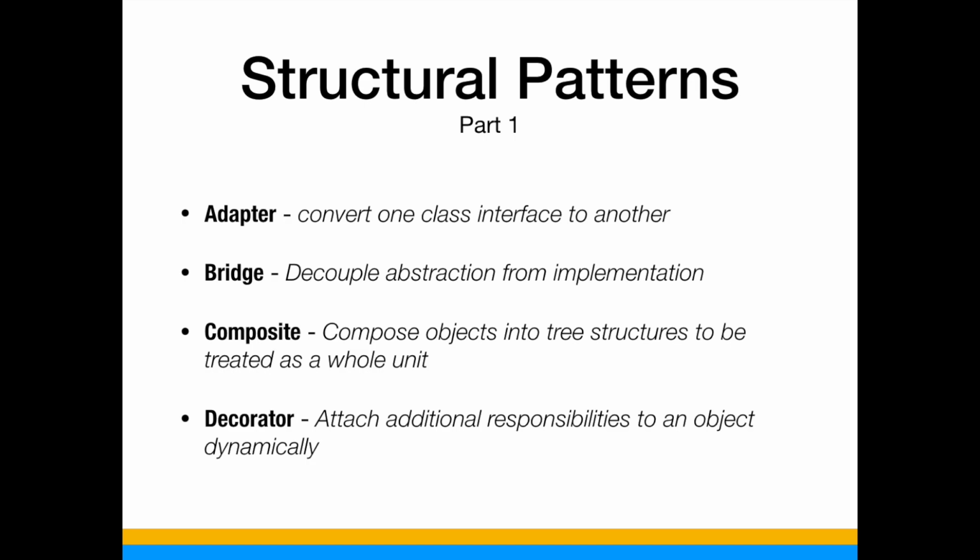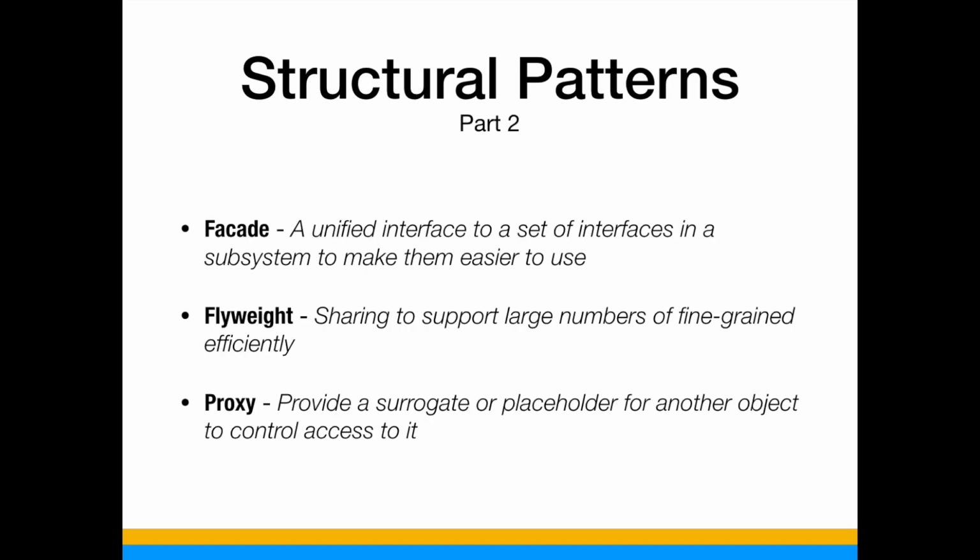The composite is a way to group objects into tree structures to be treated as a whole unit, kind of like a family, that composes a bunch of different people in parent, child, sibling, etc., to just be treated as a whole unit. A decorator, and for those of you familiar with the Python term, this is related to it, attaches dynamically additional responsibilities to an object, such as login or things like that that could be done before the execution of something else.